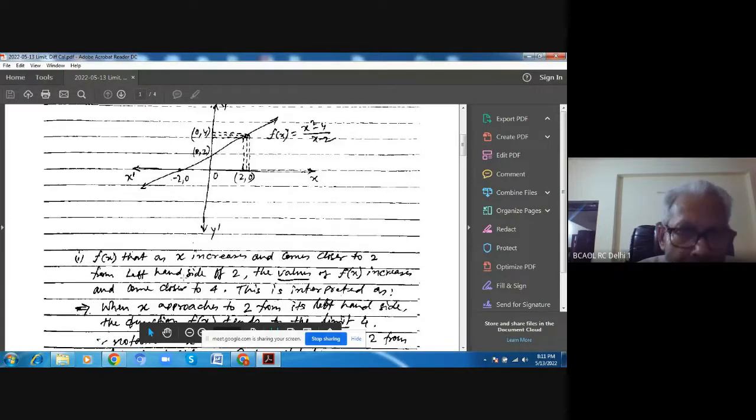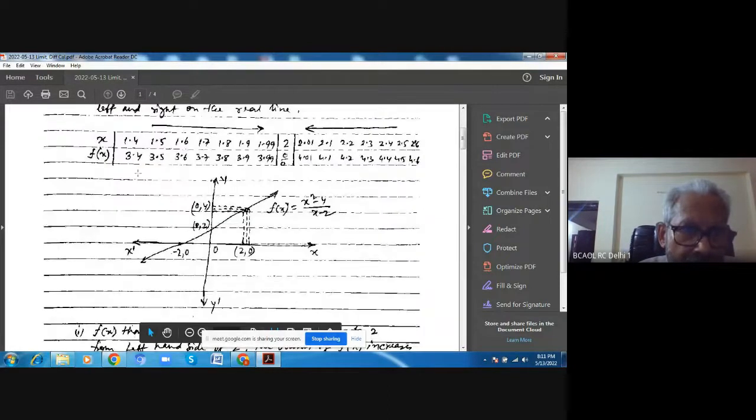You see, second line, values of function of x, the second row, 3.4, now it is increased, 3.5, now it is increased, 3.6, and slowly it is up to the 4. And here actually ultimately 4.